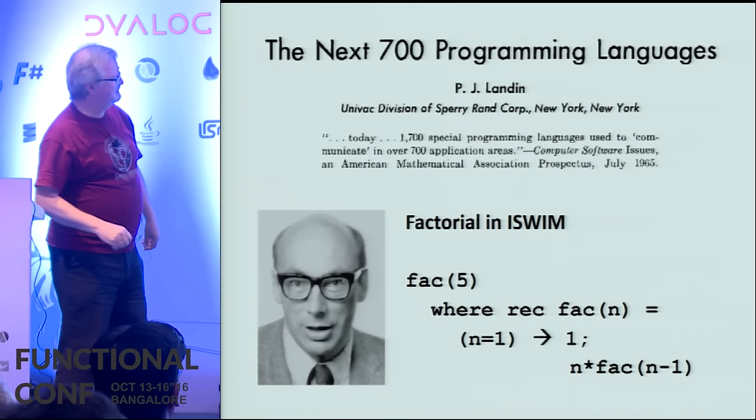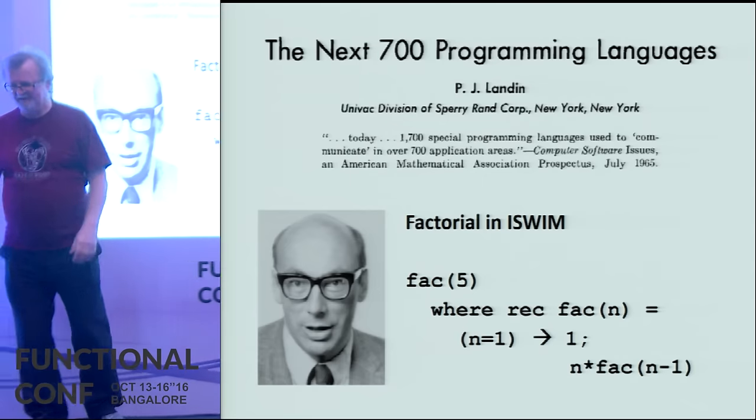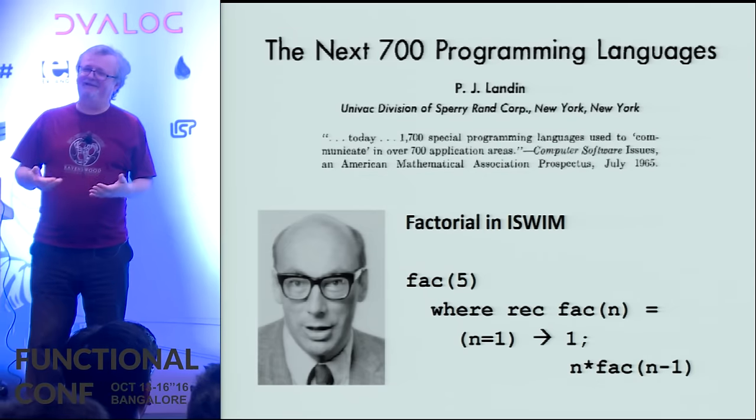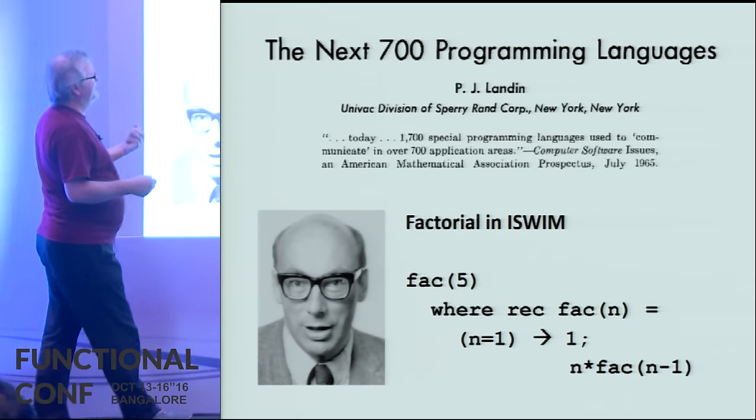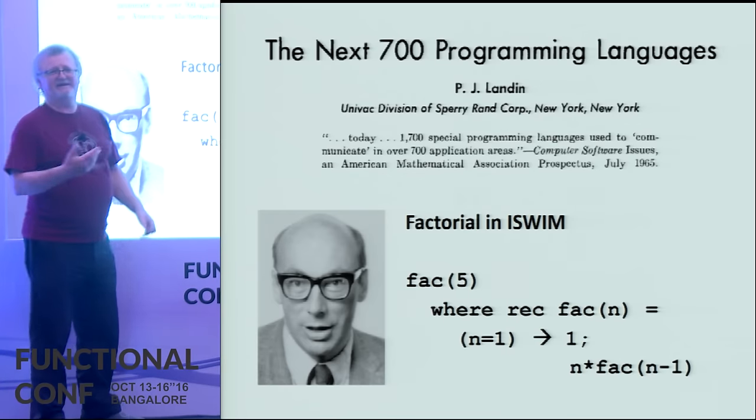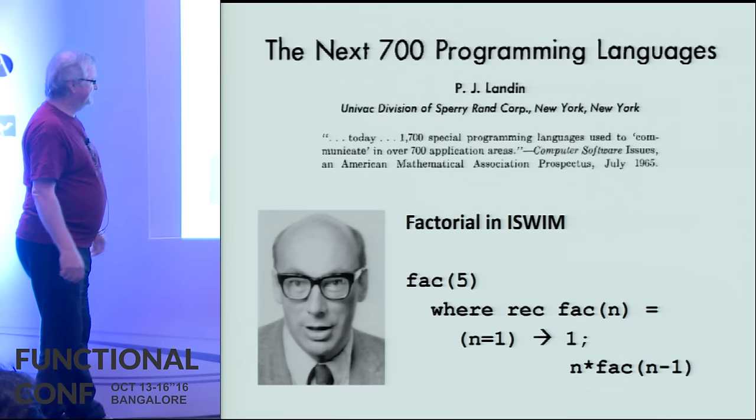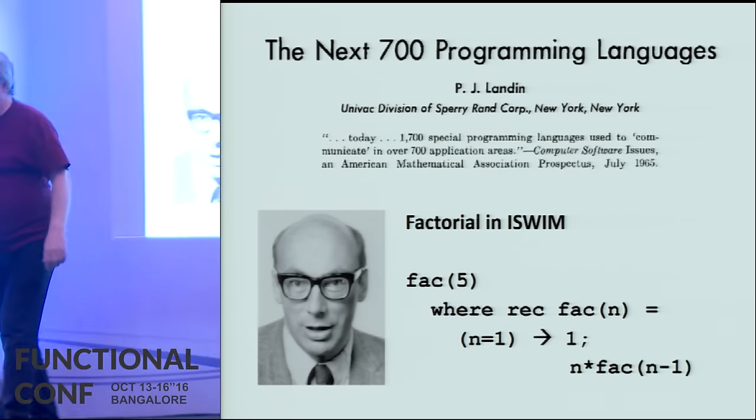His programming language, which he called iSwim, for if you see what I mean, plus 700 different libraries. That was his idea. So at this time, every application area would have its own programming language, and that was unnecessary, as Landin saw. So he presented iSwim, which was a very nice idealized language. Here is the factorial function in iSwim. We haven't forgotten that.